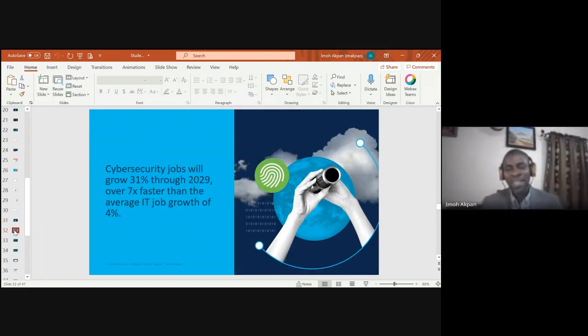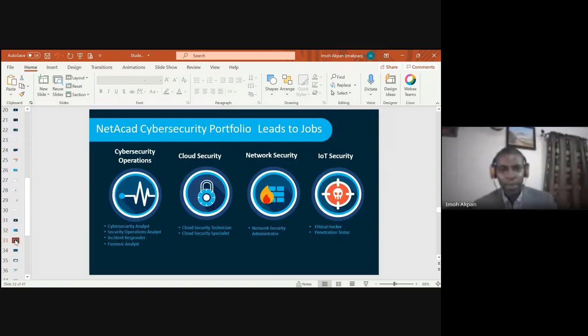Cybersecurity jobs will grow by 31% through 2020 to 2029, and over 7 times faster in terms of. So there's a lot of openings, a lot of opportunities for our students when it comes to cybersecurity. Cybersecurity portfolio that we have.